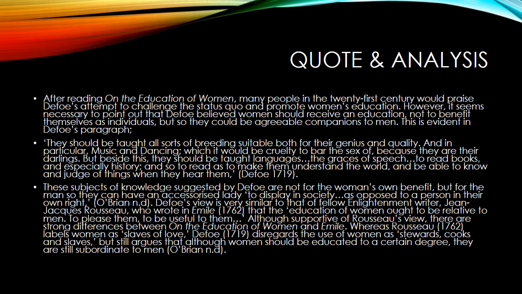There should be taught all sorts of breeding suitable both for this genius and quality, and in particular music and dancing, which it would be cruelty to bar the sex of because they are their darling. But besides this, they should be taught languages and the greatest of speech, to read books, and especially history, and so to read them as to make them understand the world and be able to know the judge of things when they hear them.